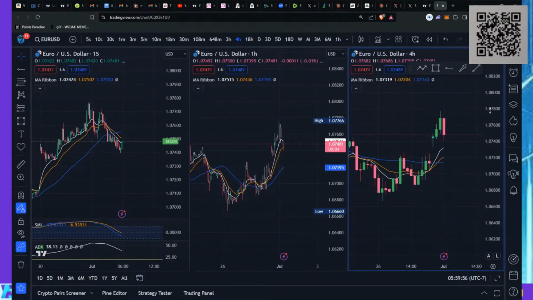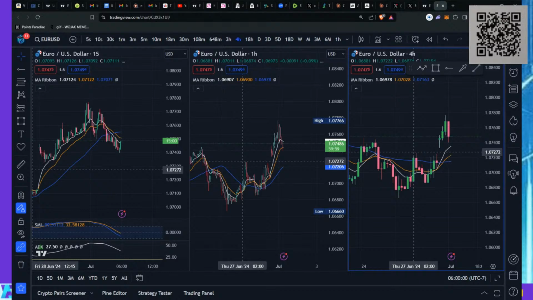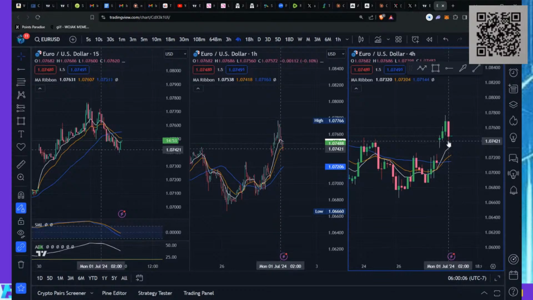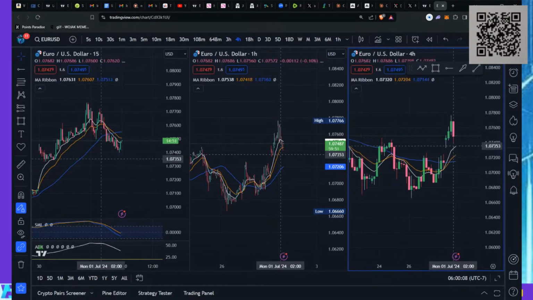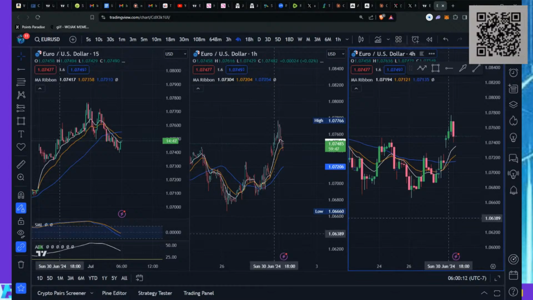I think the only way to know if that's better is testing. I've tested simple versus exponential moving average, and sometimes it tests better, sometimes it doesn't. It's actually a phenomenon. But the point here is that the far right side of this chart is a 4-hour chart.